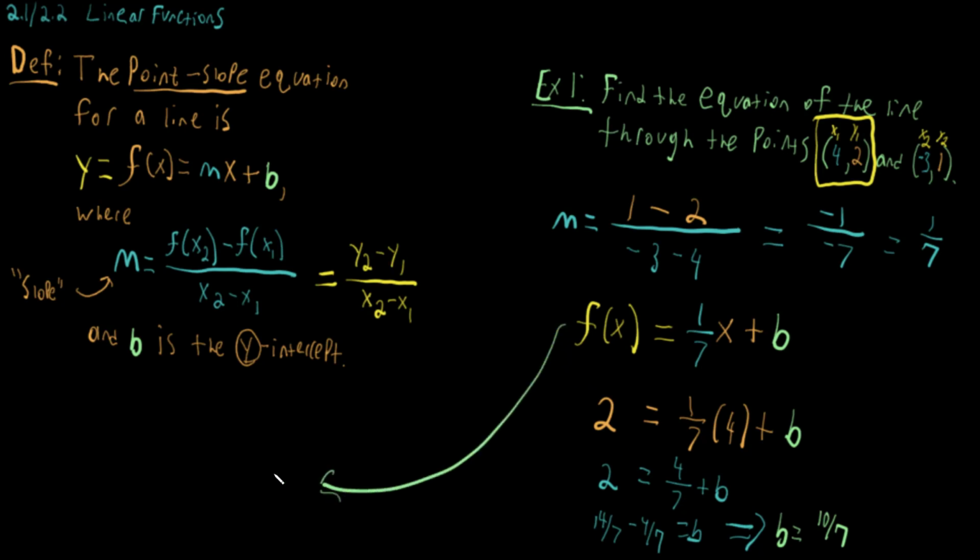Our final answer is y equals, or f of x equals, it's the same thing, f of x equals m, which we found to be 1/7, x plus the specific b that we found, 10/7.